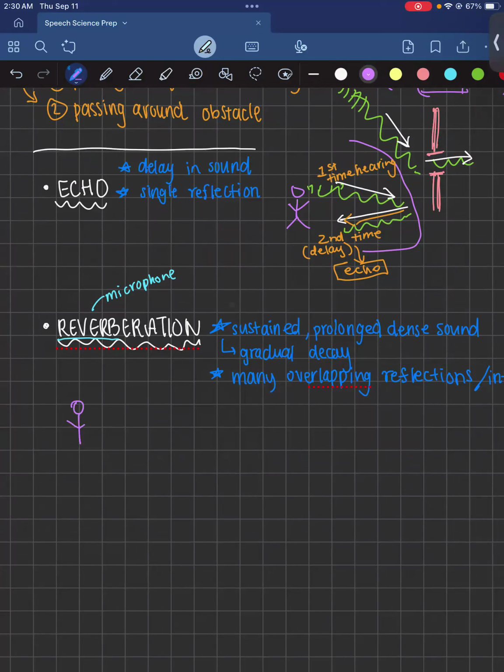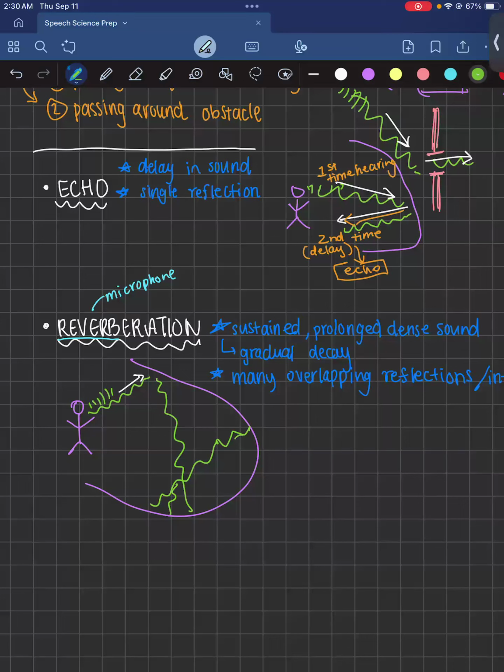So here, let's say we have our cave example. And so let's say the person speaks, the sound wave goes up here, but then it kind of bounces here, and then it goes here, and then it goes here, and here again, and you know, it's kind of going all over the place, right?